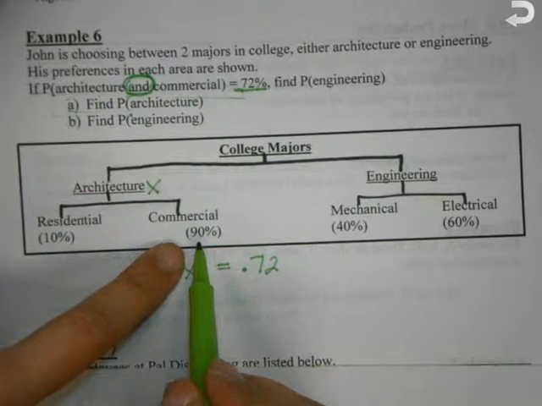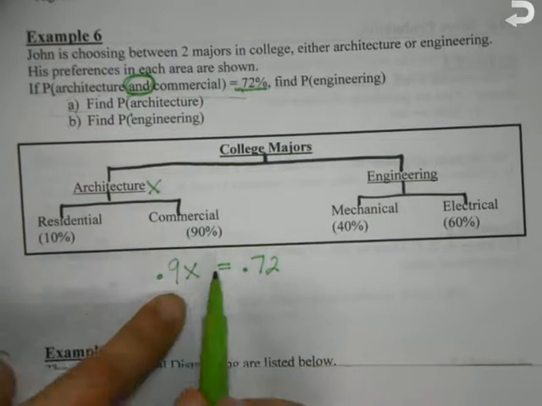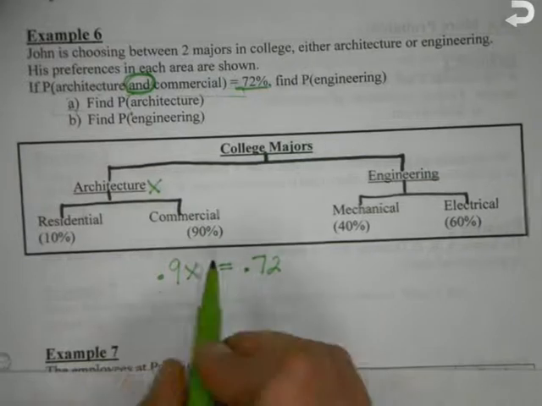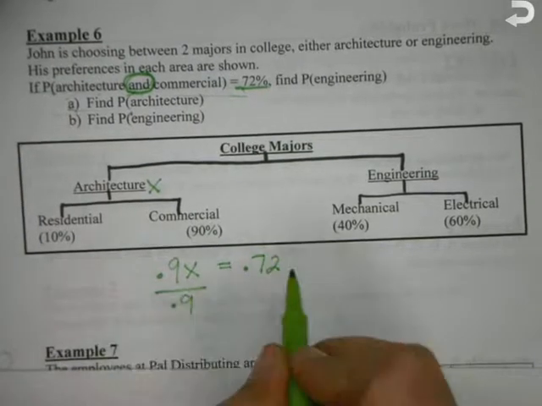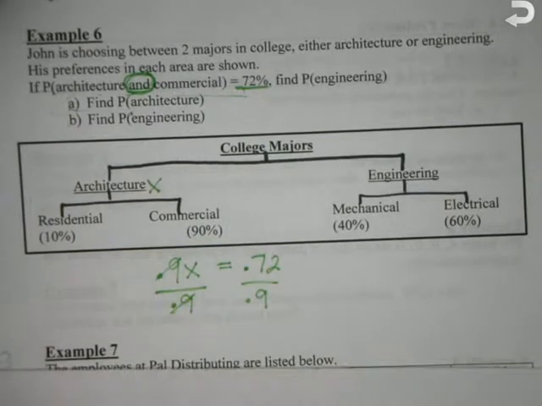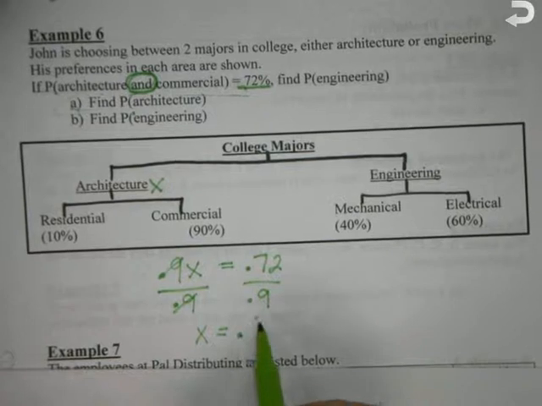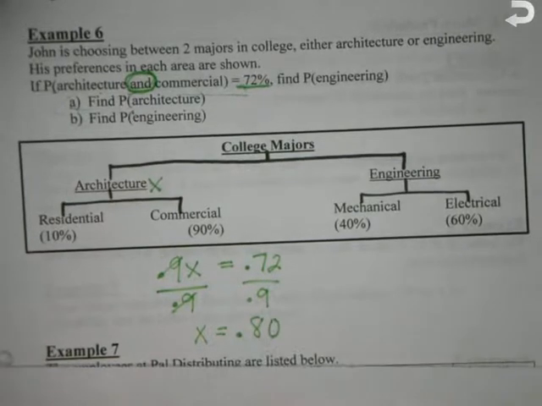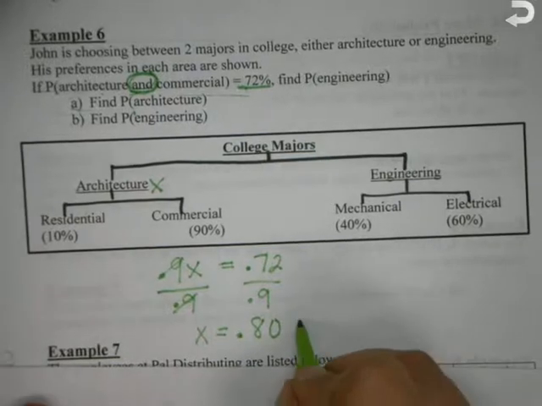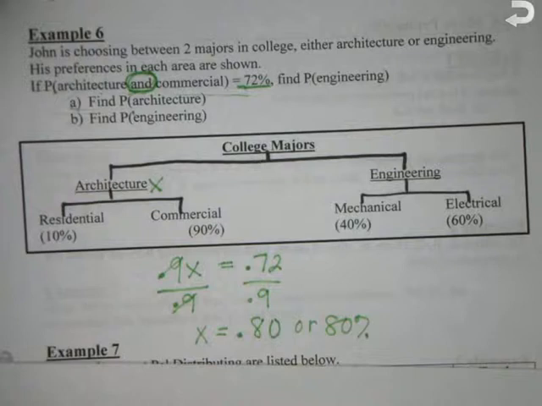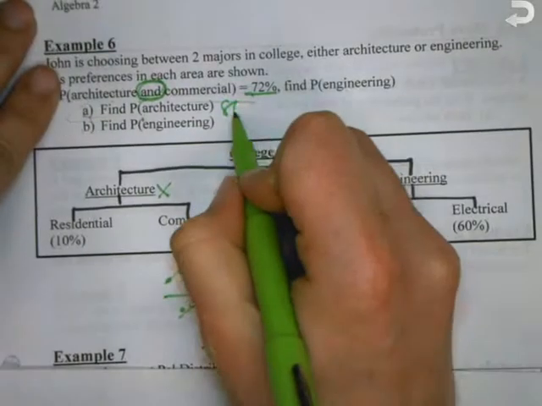So X equals 0.80. Or, how many percent? 80%. So what's the probability that he's going to pick architecture? 80%. So if he has an 80% probability of picking architecture, what's the probability he's going to pick engineering? 20. So we could have done engineering.